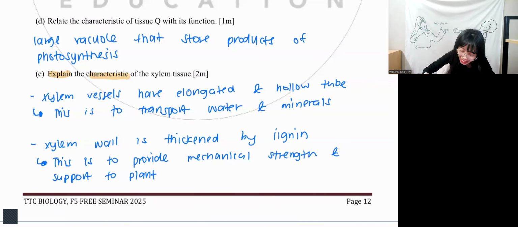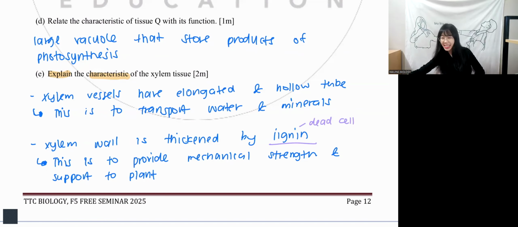When you see the word lignin, it has to be dead cell. So it's not just xylem that has lignin. Who else has lignin? Your sclerenchyma also has lignin. So lignin is usually used in dead cell. It's called lignin, or you can say lignified wall. Both are correct. Can you say prevent the xylem from being bent? Yes. For lignin, yes, you can. You can say this is to prevent the xylem from being bent, also the plant from being bent. If you don't want to write provide mechanical strength and support, you can write to prevent the plant from being bent.